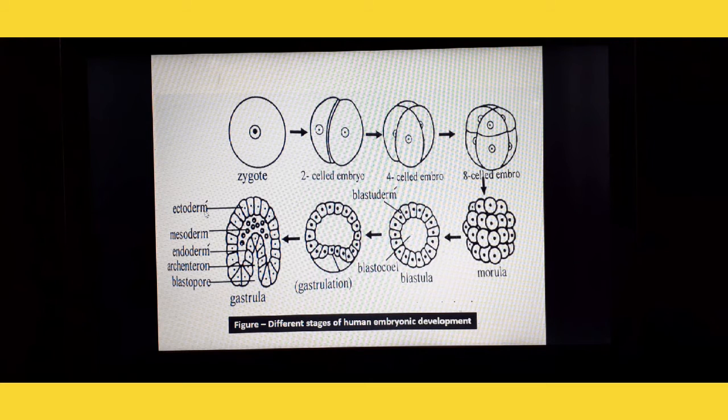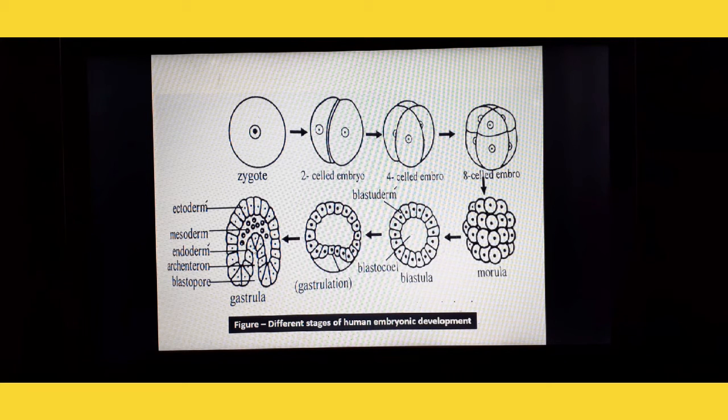Dear students, please watch this figure or notice the following figure. Here, three germ layers are known as ectoderm, endoderm, and mesoderm. The outer layer is called ectoderm, the middle layer is called mesoderm, and the inner layer is called endoderm.